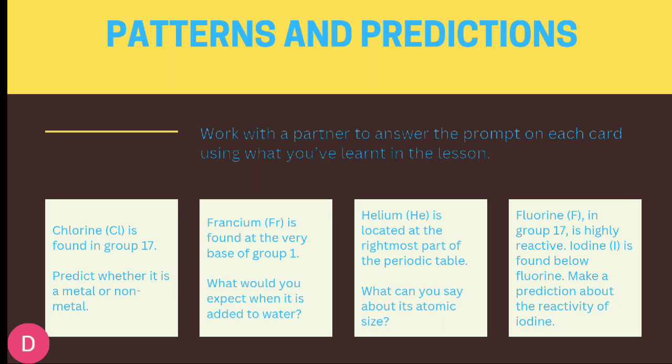Fluorine is group 17, is highly reactive. Iodine is found below fluorine. Make a prediction about the reactivity of the iodine.